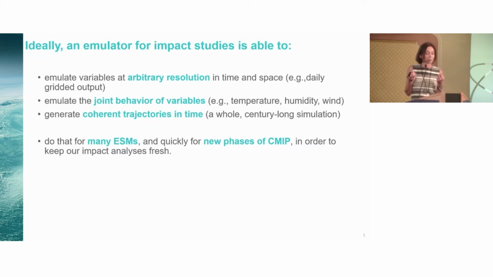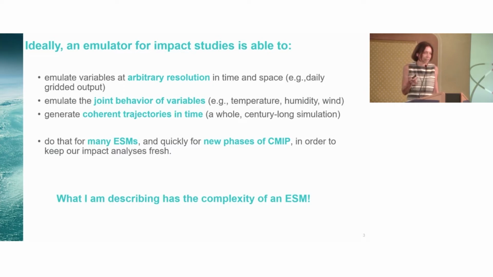Often more than one variable at a time. They usually require coherent trajectories in time. And of course, we want the emulator to do all that and to do it so quickly and with such agility that we can train it on many ESMs and maybe a new phase of CMIP, new model generation quickly.